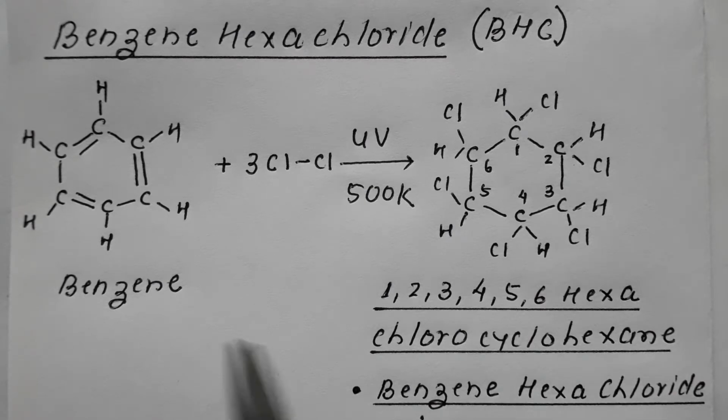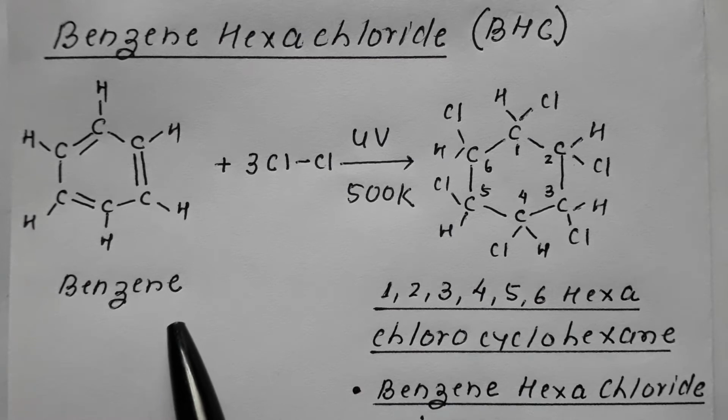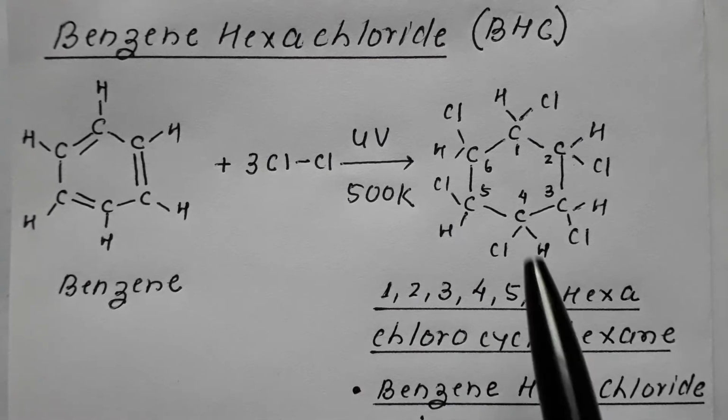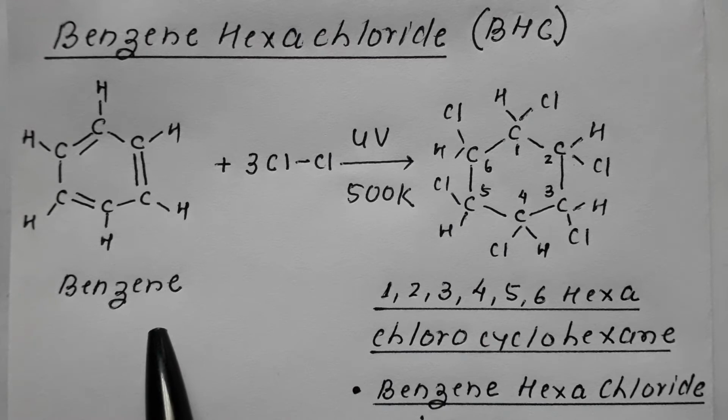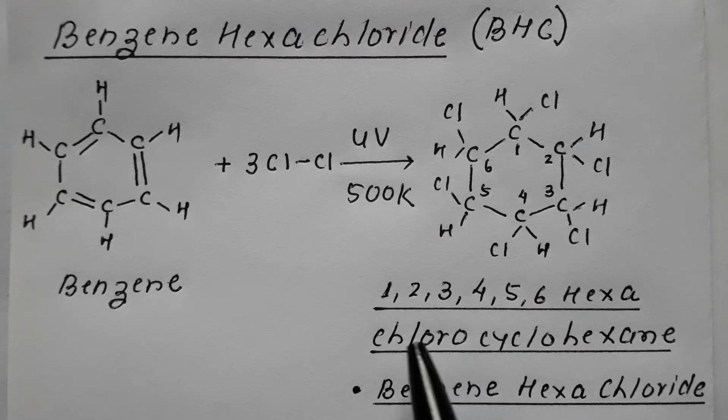So the basic compound is benzene. The principal compound is benzene to which 6 chloro are attached. Therefore, it is called benzene hexachloride. Benzene having 6 chloro, so this is benzene hexachloride, BHC, whose IUPAC name is 1, 2, 3, 4, 5, 6 hexachlorocyclohexane.